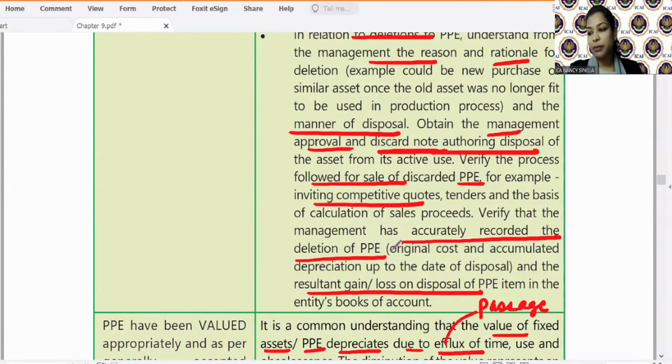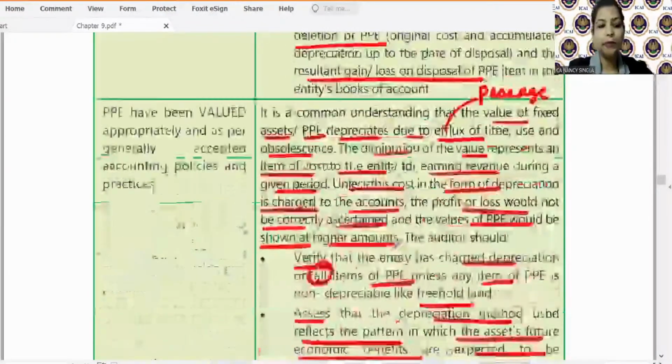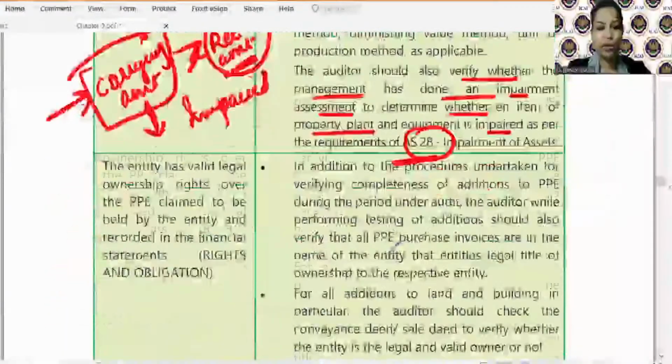Deletion कैसे? Original cost minus accumulated depreciation, that value will be considered, and the price at which it has been sold will be reduced, and ultimately the gain or loss will come. ठीक है? Valuation we have all seen from the module.